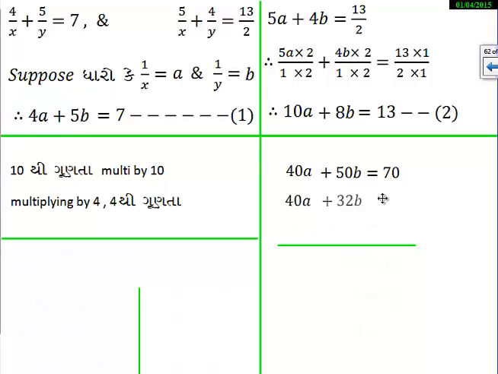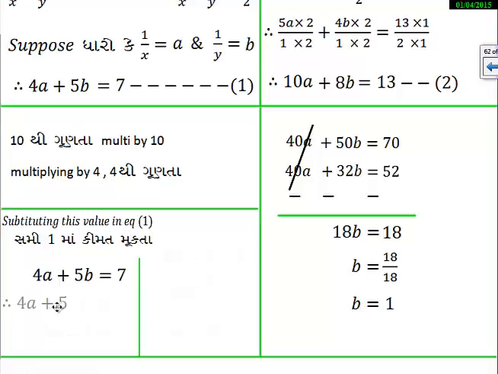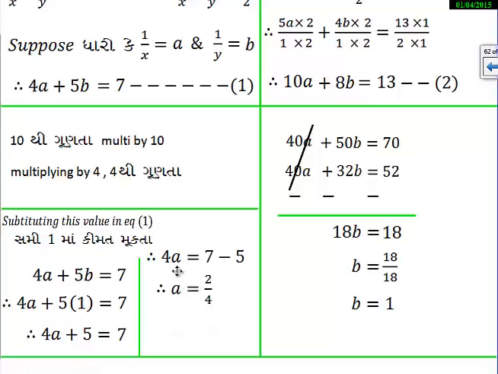So like this. Now what I will do, I will cancel 40a, 40a. Right, 50 में से 32 गया तो that would give us 18b and here 70 में से 52 गया तो 18. Now ये 18 ये साइड जाएगा तो डिवाइड में 18 upon 18 is 1. So b की वैल्यू मुझे मिल गई 1. उसको हम सब्स्टिट्यूट करेंगे इक्वेशन 1 में. इक्वेशन 1 में मैं b की जगह लिख दूंगा 1. So 4a plus 5 is equal to 7. 5 equal to की वो साइड जाएगा. So 7 minus 5. 4a is equal to 2 and a is equal to 2 upon 4. Directly मैंने इधर ले लिया. So a is equal to 1 upon 2.